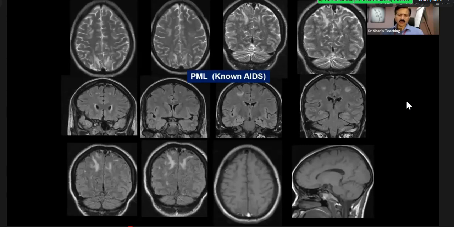This is another case of PML. Just wanted to highlight the subcortical U fibers once again. Look at this subcortical U fiber. Look at this subcortical U fiber, this U, here, here. And no enhancement once again.